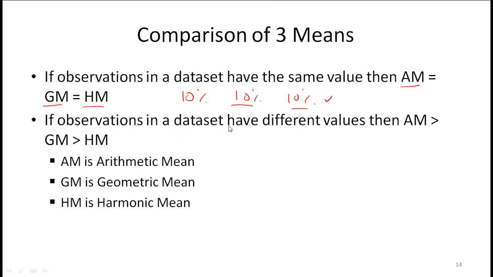However, if observations in a data set have different values, so if you have 10%, 15%, and 2%, then there will be a difference between arithmetic mean, geometric mean, and harmonic mean. And specifically, the arithmetic mean will be greater than the geometric mean, which will be greater than the harmonic mean.